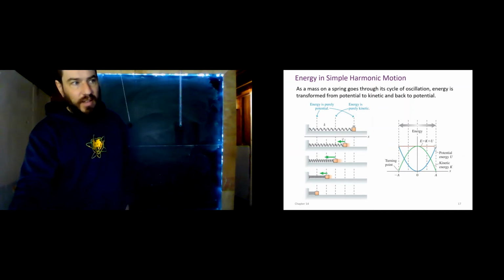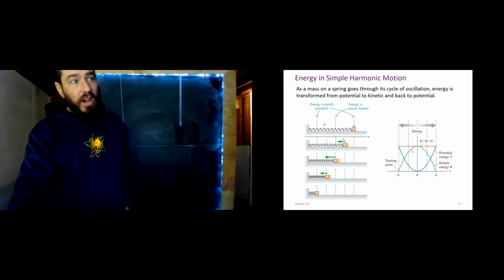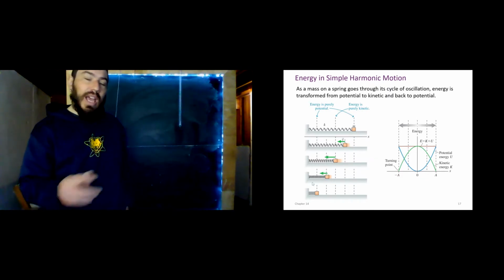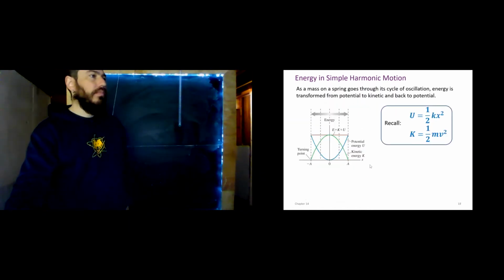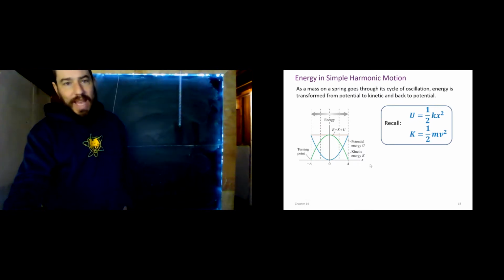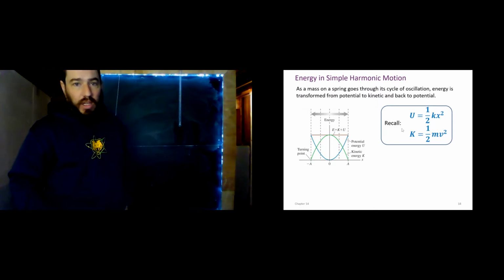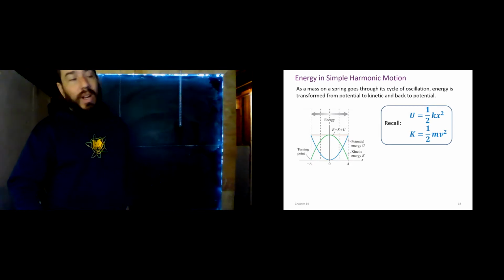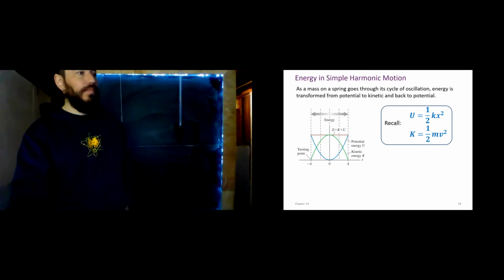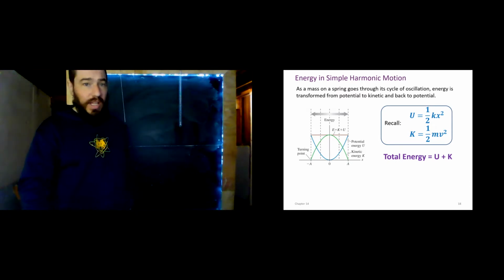The total energy remains constant. At the equilibrium position, there is no potential energy, and all of the energy is kinetic. As it begins moving back towards the turning point, it slows down, and that kinetic energy is converted back into potential energy. Now, we know that for a mass on a spring, the energy stored in that spring is 1/2 kx squared. We learned that in a previous segment. We've also learned that kinetic energy is 1/2 mv squared. And so we can write that the total energy of the system is simply potential plus kinetic.